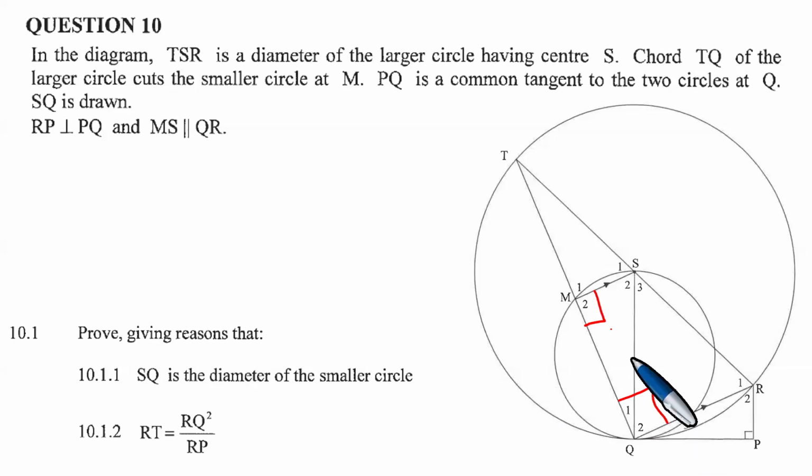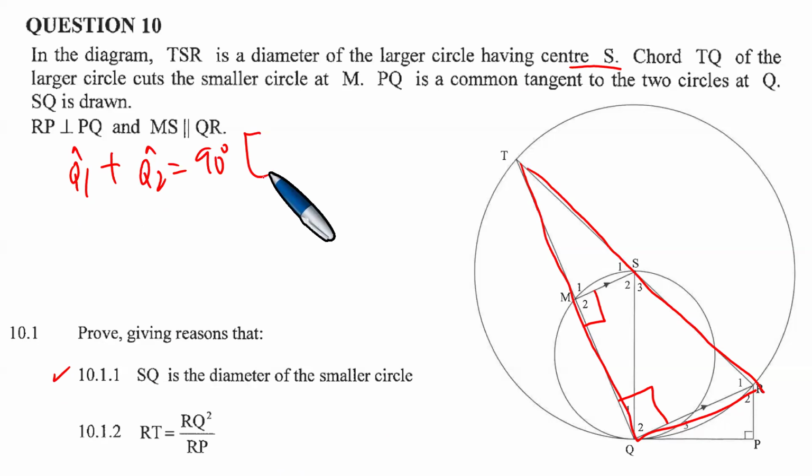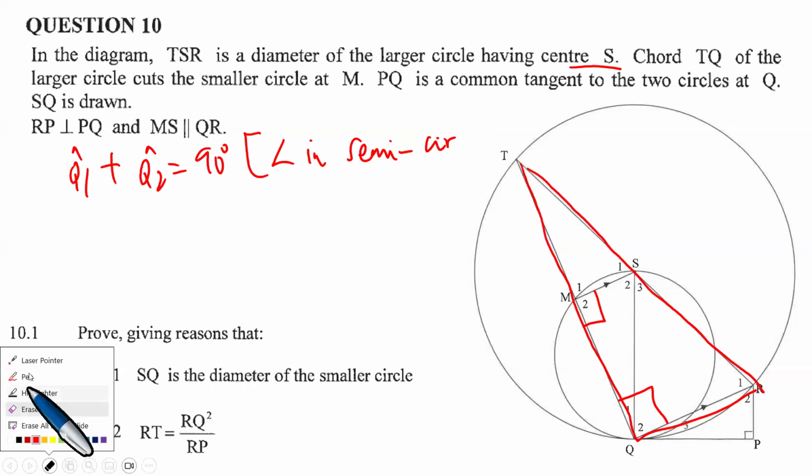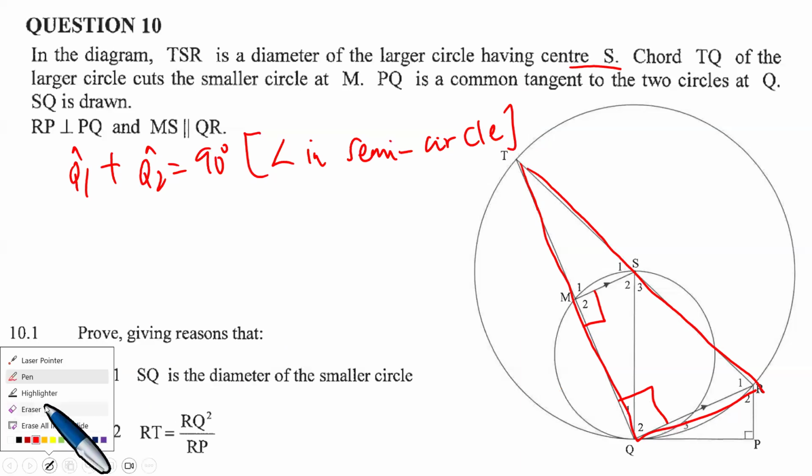Okay, we're practicing here. But now this angle here, because S is the center of the larger circle, this line here is the diameter that is passing through the center. And if it is the diameter, therefore the diameter subtends an angle of how many degrees at the circumference? In other words, we are effectively saying the angle Q1 plus the angle Q2 is 90 degrees. Why? Because it's an angle in a semicircle. So this angle Q1, Q2 is exactly 90 degrees.